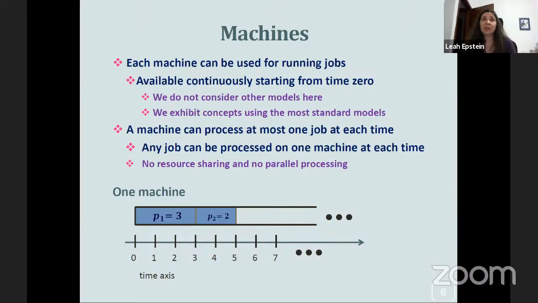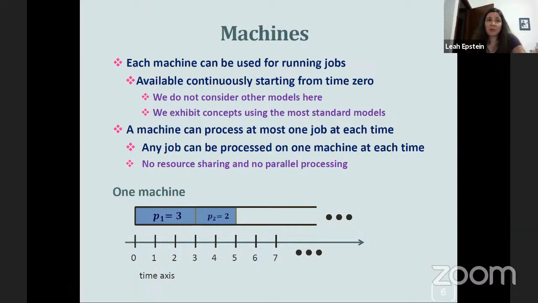And as I said, we have machines, and in this case I only discuss the very elementary problems today. So machines are available starting from time 0 until we don't need them anymore. Many of the problems can be generalized in many ways. Every machine can process just one job at a time. And as I said already, we cannot run parts of one job in parallel. Also, we don't have resource sharing. So parts of jobs don't have epsilon sizes. They're split into reasonable sizes.